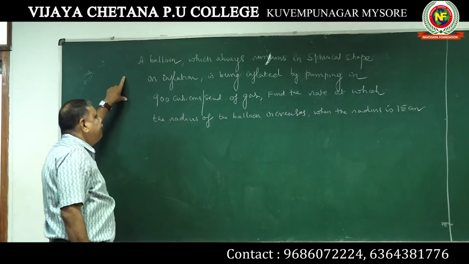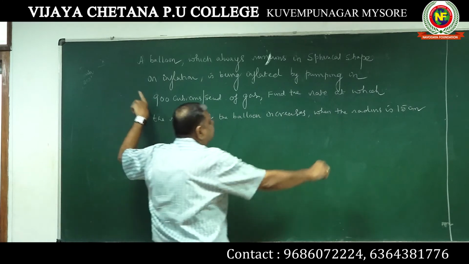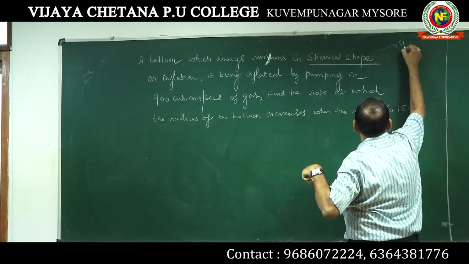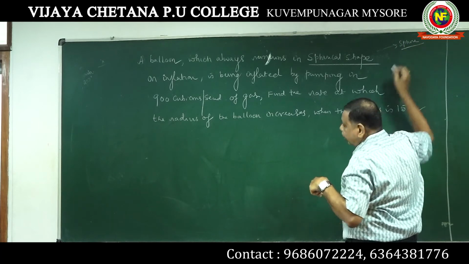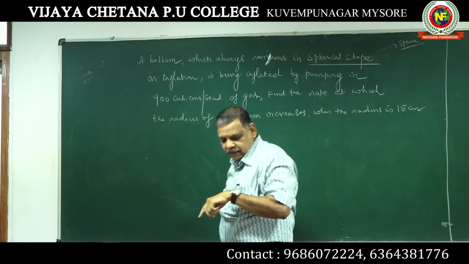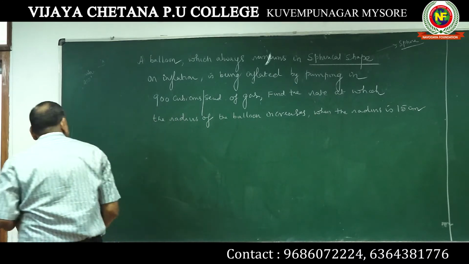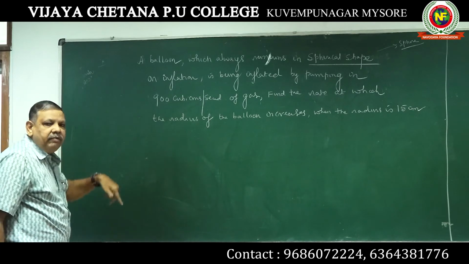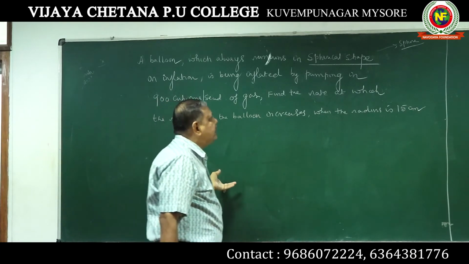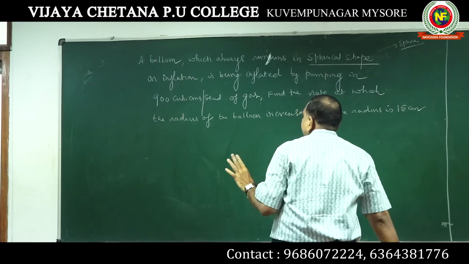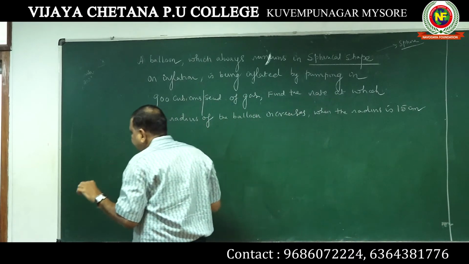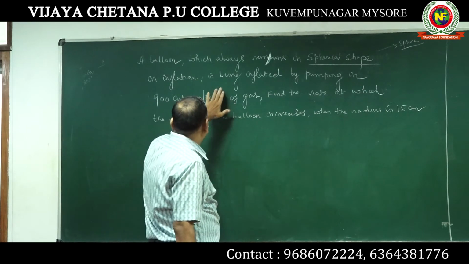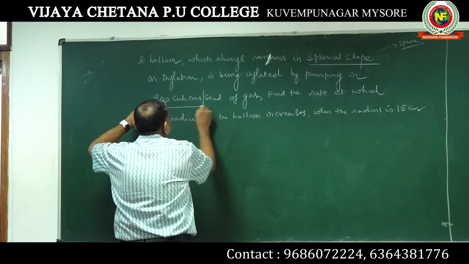Again I read. A balloon which always remains in spherical shape. You should understand it is a sphere formula. That's why I gave you all the formula in the beginning itself. Spherical shape means you should say it is a sphere. On inflation means you have to pump air into that. It is being inflated by pumping in 900 cubic centimeter per second.